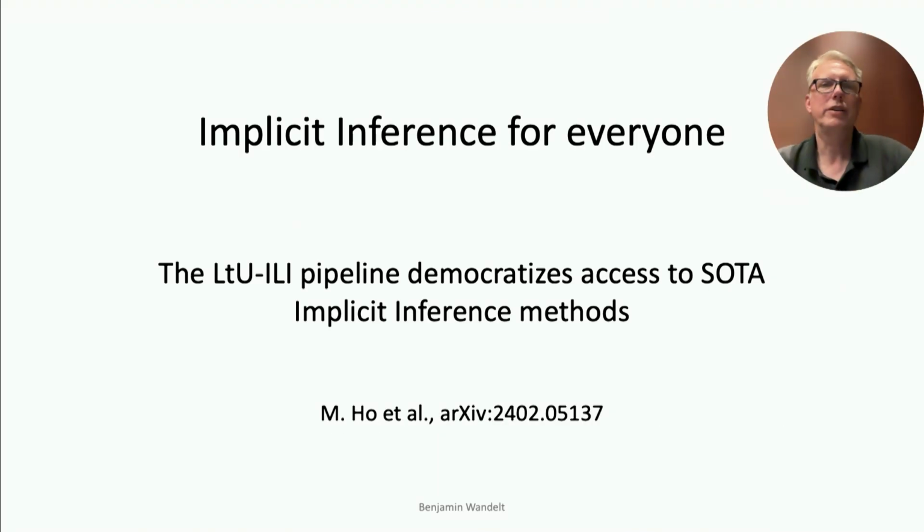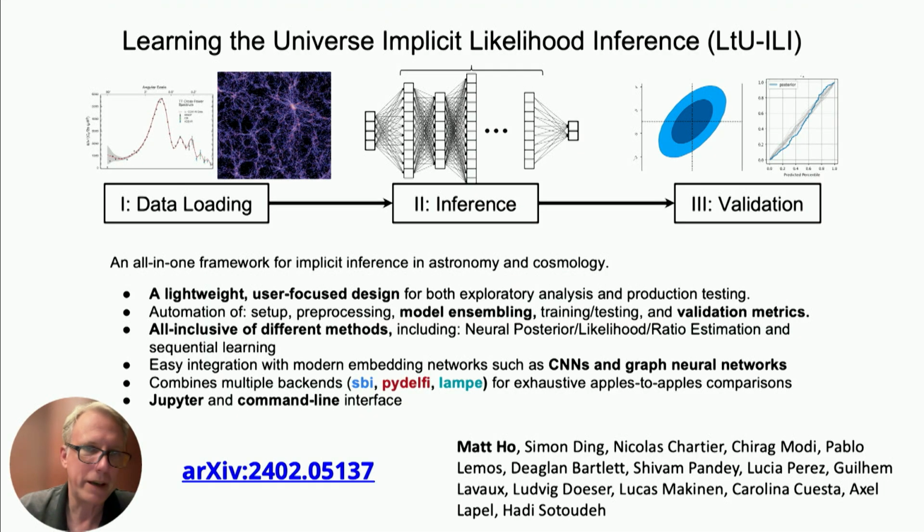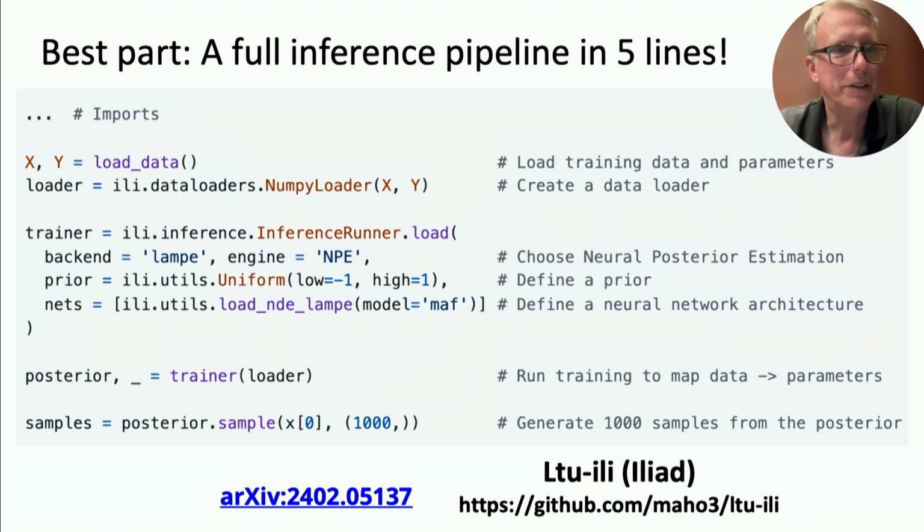Actually implementing all of these techniques can be a challenge, but we're trying to make it as easy as possible. So there's this LtU-ILI pipeline that, under the leadership of Matt Ho, we've been making available. You can download it. It gives you access to a bunch of different techniques and also builds in best practices like validation techniques to make sure that you don't misinterpret the results. The best part of it is you can write a full inference pipeline in just 5 lines of Python code using these techniques. So please feel free to check this out either on the arXiv or on GitHub.